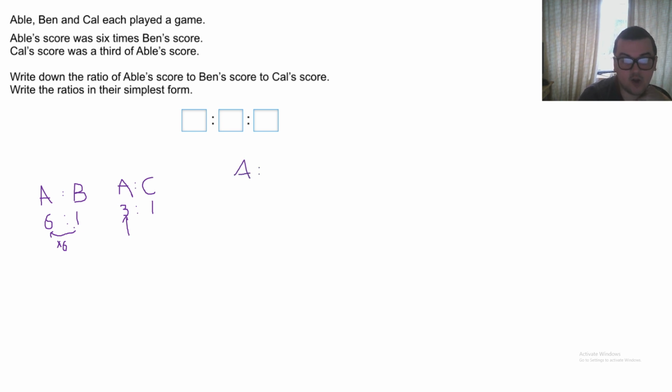We're going to write our common ratio, our three-parter, like we've done in our previous videos. So 6, 1 and 3, 1. The lowest common multiple of 6 and 3 is 6. We're going to times this line by 2. So we're going to have 6, 1. 1 times 2 is 2. So the easiest way we can put this is 6, 1, 2. And that is the answer for that question.